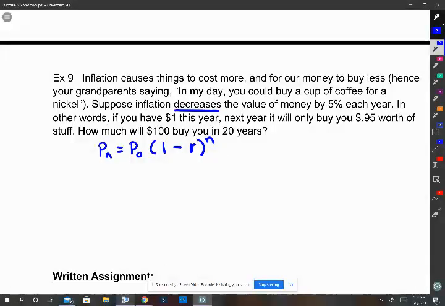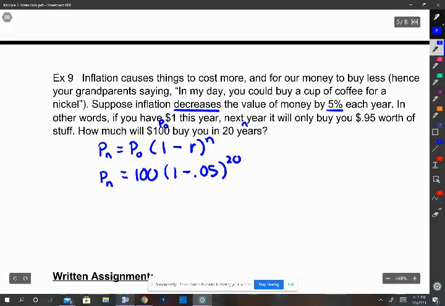So in this case, we want to know how much $100, which is what we're starting with, would be worth in 20 years. So n is going to be 20 if it decreases by 5% each year. So 1 minus 0.05, we're going to put in 20 right here, which I guess that would make this, instead of P sub n, we should write P sub 20.